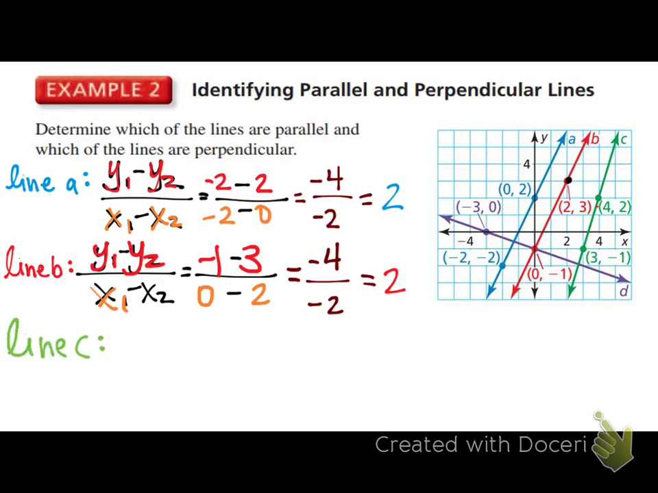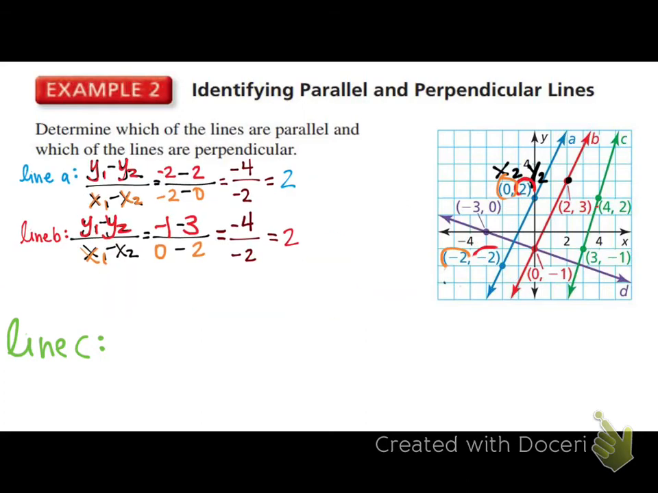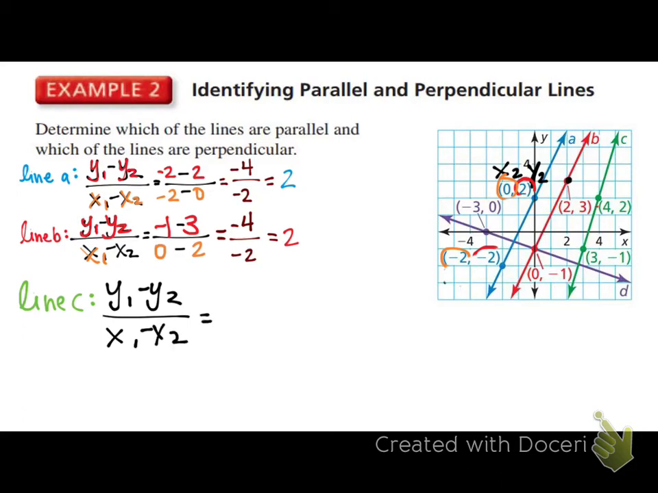Line C. Give me a second, I'm making room. All right, so again, we use y1 minus y2 over x1 minus x2. So I'm going to say 3, negative 1 is my first x and first y. 4, 2 is my second x, second y. So what am I going to plug in for y1? Negative 1. And then my second y is 2. And then my first x is 3. My second x is 4.